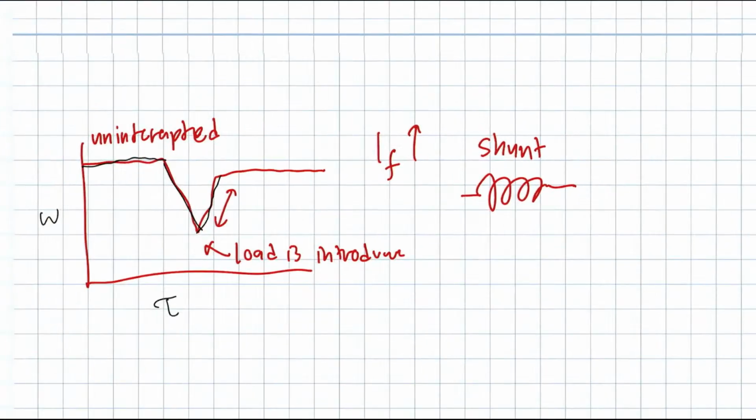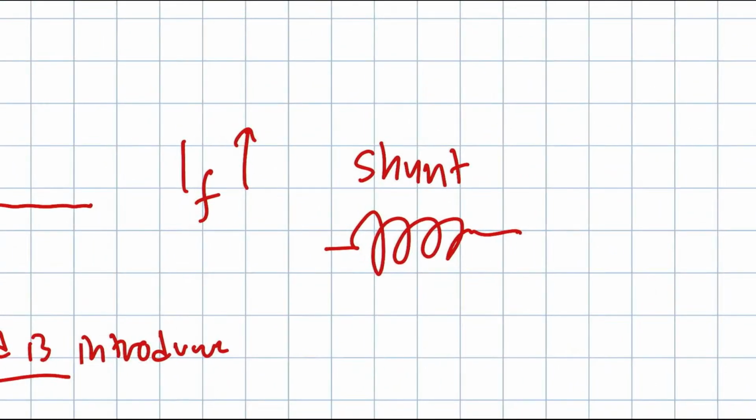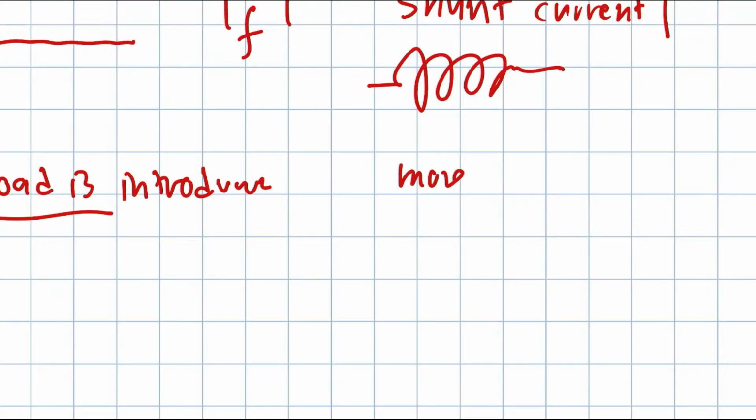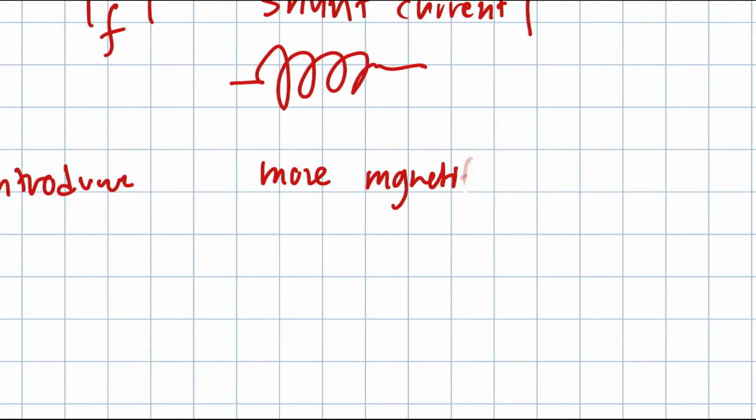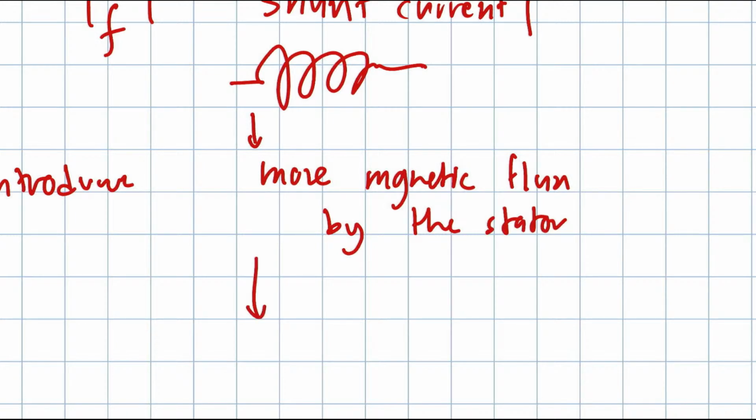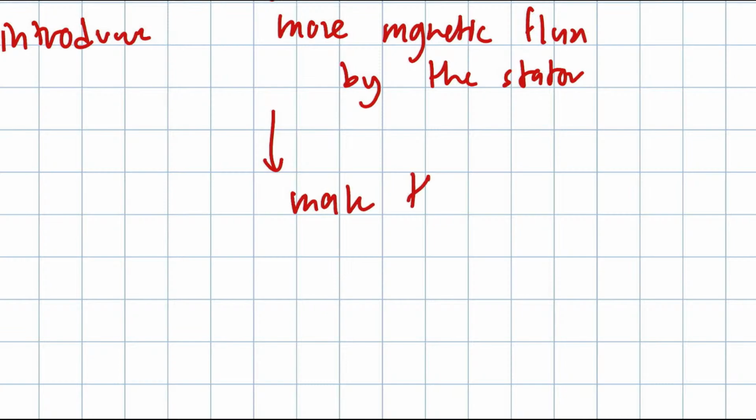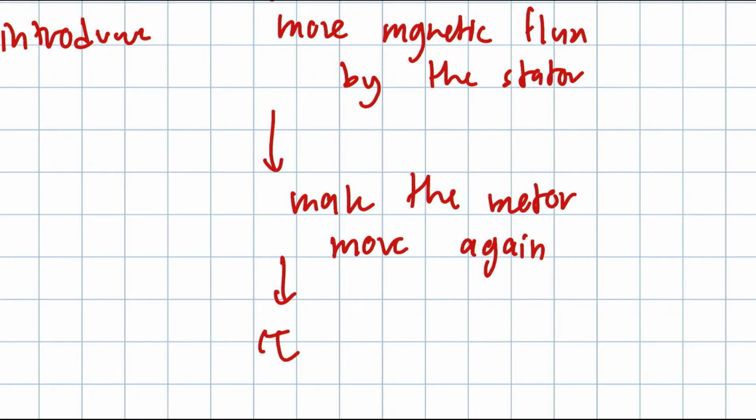This is when the shunt current increases. Up. So more magnetic flux. Okay, let's write it. More magnetic flux by the stator, which will make the motor stronger or make the motor move again. Okay, and then when the motor moves again, the torque will increase.